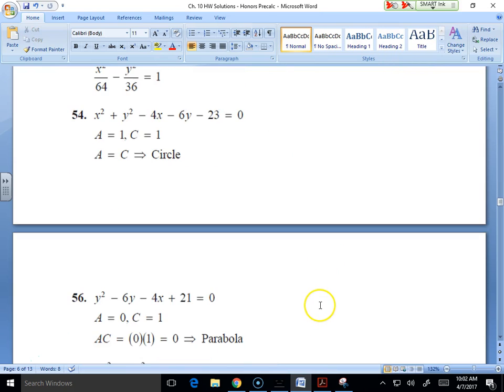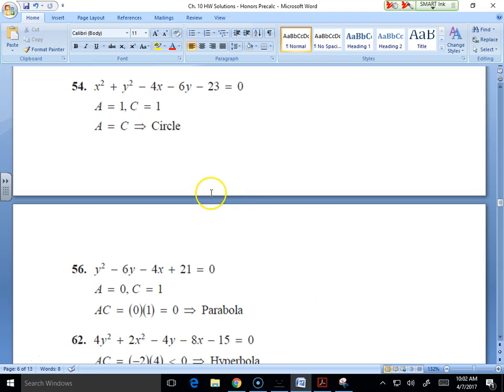54? Is it a circle? Someone give me a quick reason why.